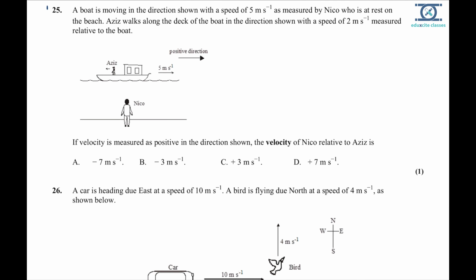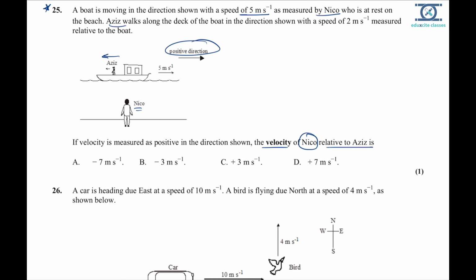Question 25. This is a good question. A boat is moving in this direction with a speed of 5 meters per second as measured by Nico, who is at rest. So this person is at rest, not moving. Aziz walks along the deck, moving in this direction with 2 meters per second measured relative to the boat. If the velocity is measured as positive in this direction, what is the velocity of Nico relative to Aziz?